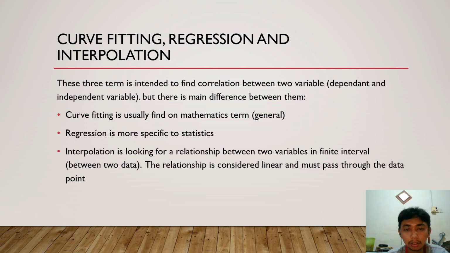Regression is more specific to statistics, so it has to correlate the independent and dependent variables. And the last one is interpolation, which looks for a relationship between two variables in a finite interval, especially between two data points. The relationship is considered linear and must pass through the data points. That's the difference.